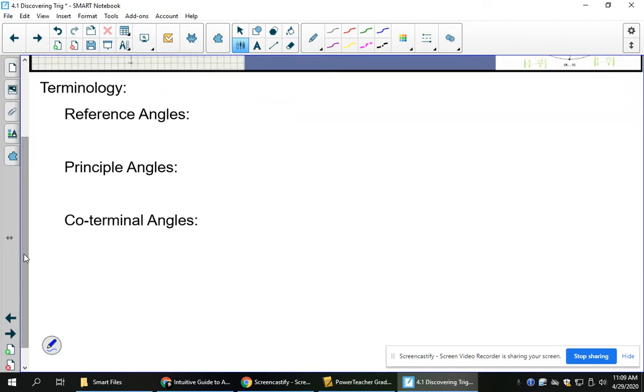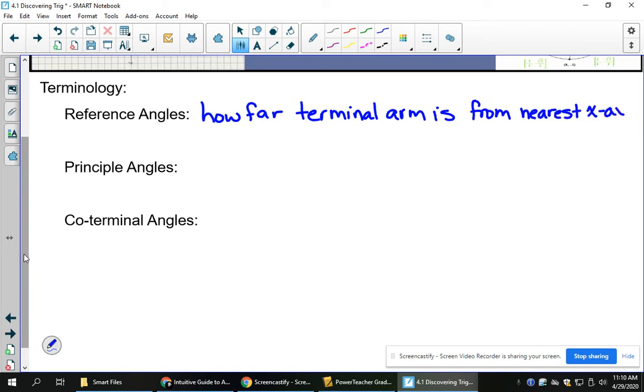Let's review some terminology that we learned last year: reference angles and principal angles. So reference angles, I alluded to these earlier. The definition is how far the terminal arm is from the nearest x-axis. Now this is always an acute angle, which means less than 90 degrees, and it's always positive. We get into negative angles eventually in this unit, but reference angles are always positive, always less than 90.